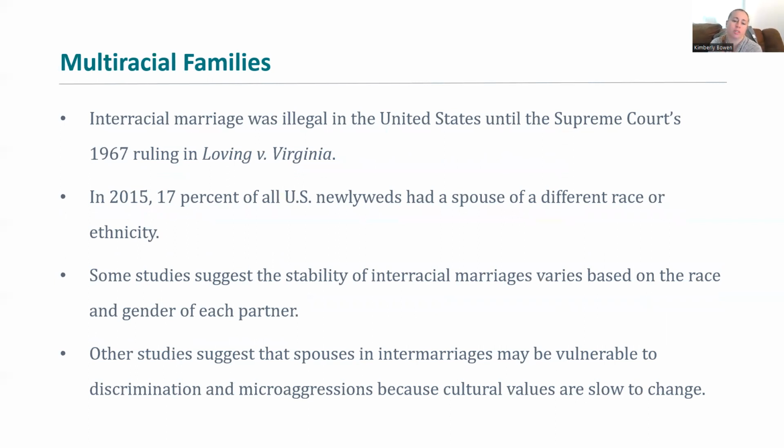Multiracial families. Interracial marriage was legalized by Loving v. Virginia in the Supreme Court in 1967. In 2015, 17% of U.S. newlyweds had a spouse of a different race or ethnicity. And this is widely different from the 60s. This has been socially growing in acceptance, similar to same-sex marriage, over the course of many generations. And we are now at a point in which interracial marriage is predominantly accepted in the U.S. and our U.S. territories. Some studies suggest the stability of interracial marriages varies based on the race and gender of each partner, and that's true. Some studies suggest that spouses in intermarriages may be vulnerable to discrimination and microaggressions caused by social values being slow to change.